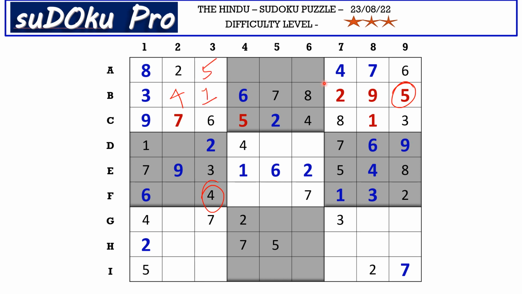Here in column 9 there are only 2 empty cells and the missing numbers are 1 and 4. There is 4 blocking from G row. So G9 takes 1 and H9 takes 4. Here in column 8 the missing numbers are 5 and 8. There is 5 blocking from H row. So H8 takes 8 and G8 takes 5.